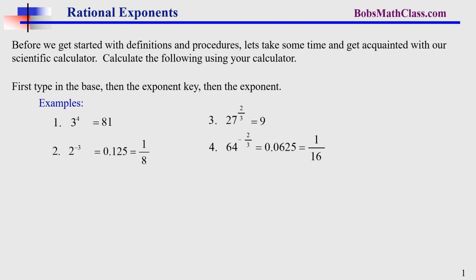Okay, let's type in a negative exponent. So 2 to the power negative 3. Make sure you use the negative sign on your calculator, not the minus sign. So 2, and then your exponent button, and then type in negative 3. Depending on your calculator, it might show up as a decimal, 0.125, or it might give you a fraction automatically, 1/8.